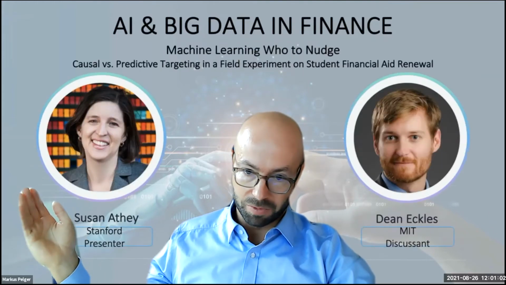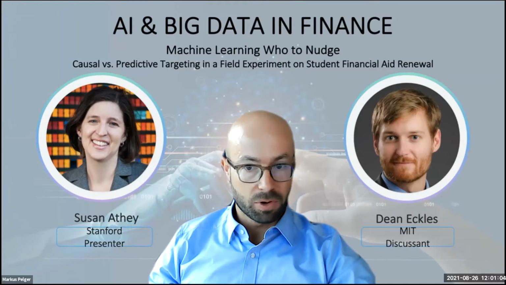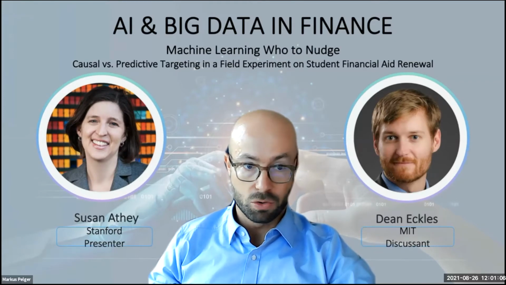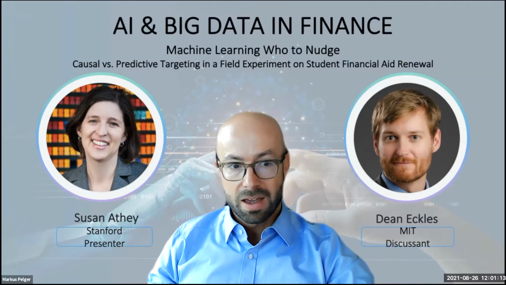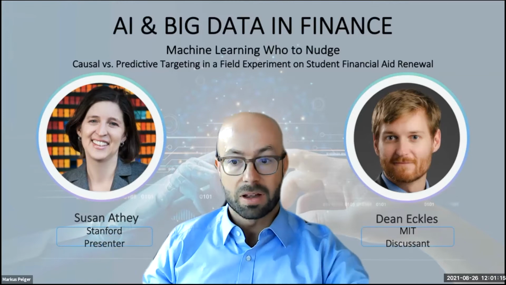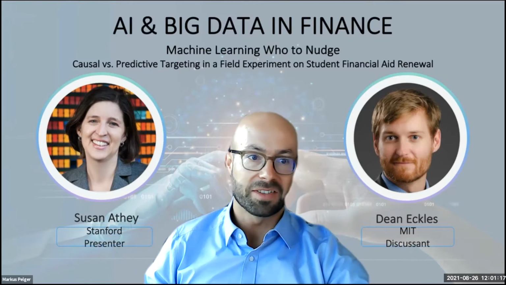So we have Susan Athey from Stanford University, who will present her work on machine learning, who to nudge, causal versus predictive targeting in a field experiment on student financial aid renewal. Then Dean Eckles from MIT will be the discussant.